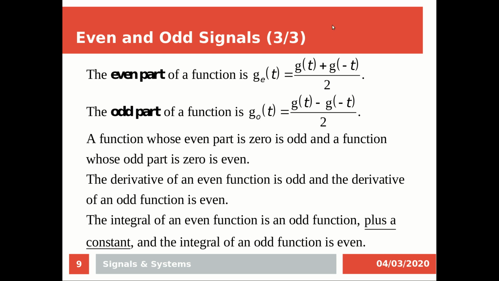So in our signal we have an even part that we want to take from the signal, and an odd part. The even part is given by this equation: g of t, or x of t, plus g of minus t, over 2. However, the odd part differs by the minus sign: g of t minus g of minus t, over 2.